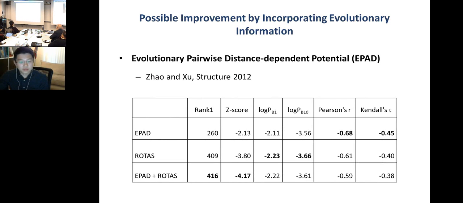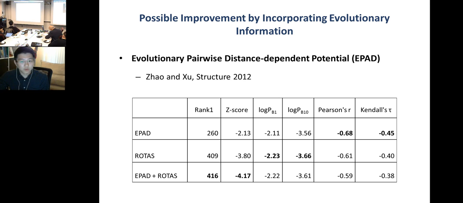As well as the various structural features, the evolutionary information can also be utilized in protein structure prediction. For example, EPET is another statistical potential utilizing the evolutionary information in a sequence database. Basically it has different energy profiles depending on the sequence profile context of the interacting atoms. So here we attempt to combine this EPET statistical potential with our ROTAS potential to see the possible improvement.